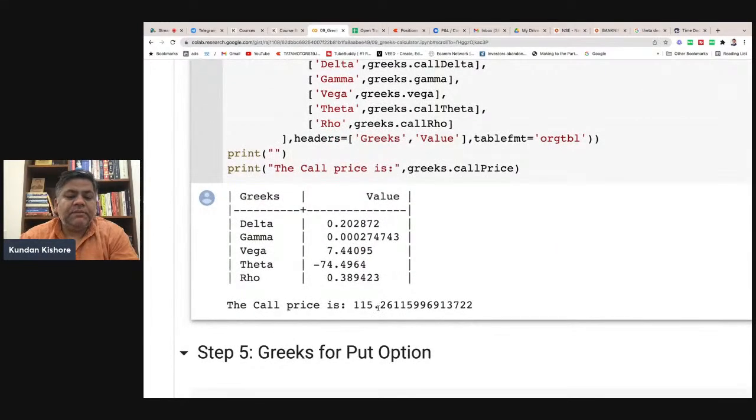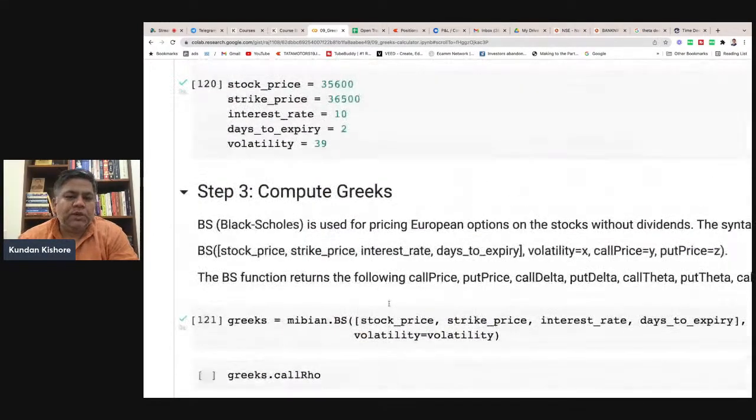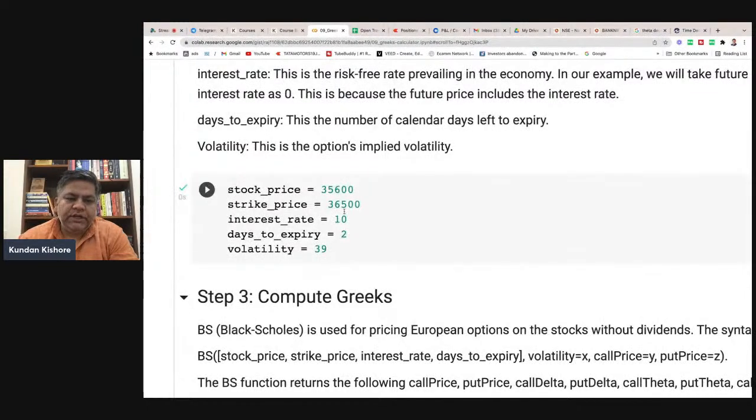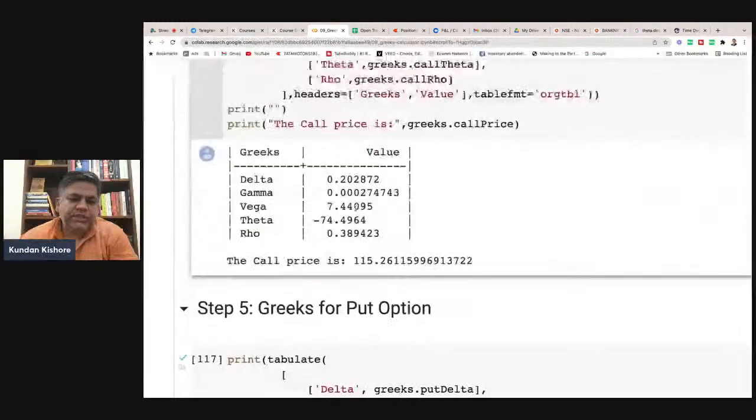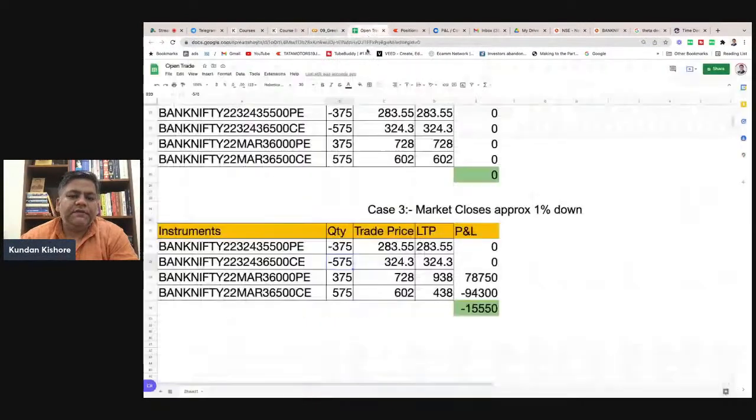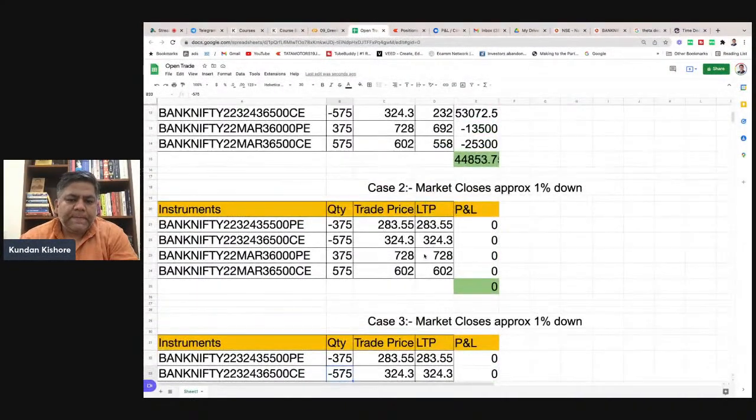So the price will come down to 115 rupees. What I have done is set volatility at 39. Bank Nifty came down, so obviously the call prices will come down. Strike price 36,500: what you see here is it will come down to 115.